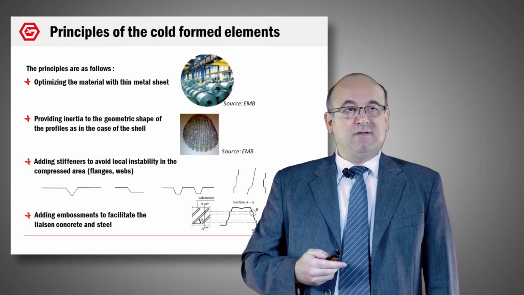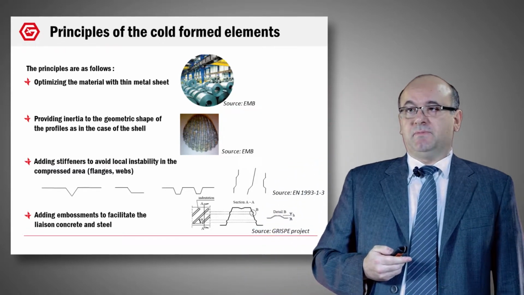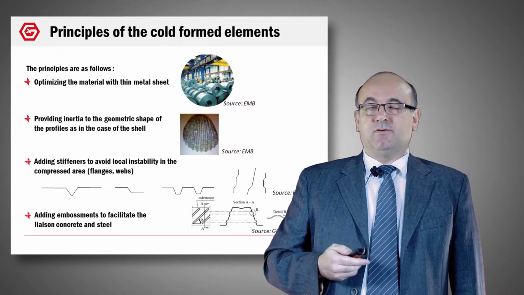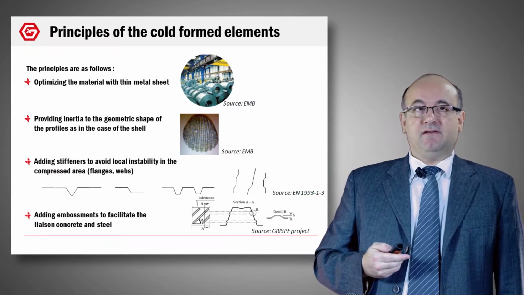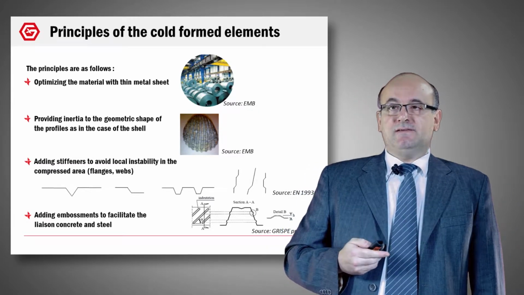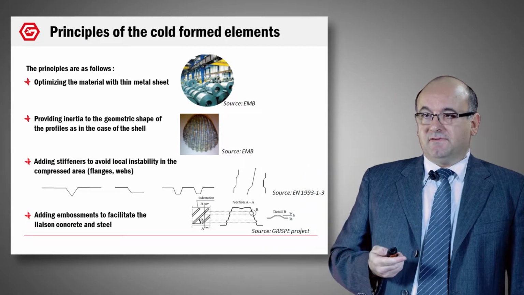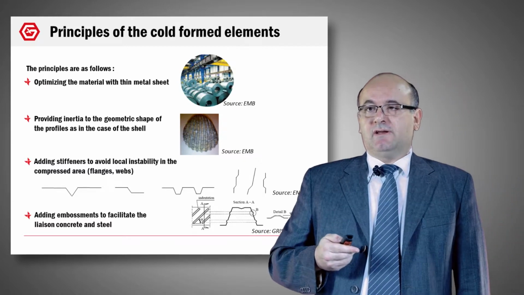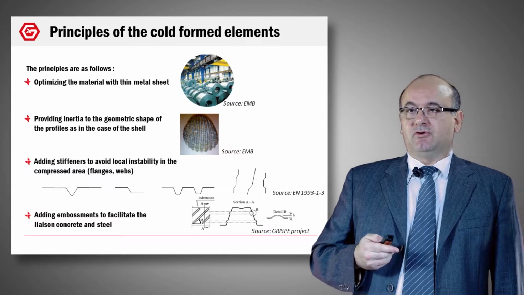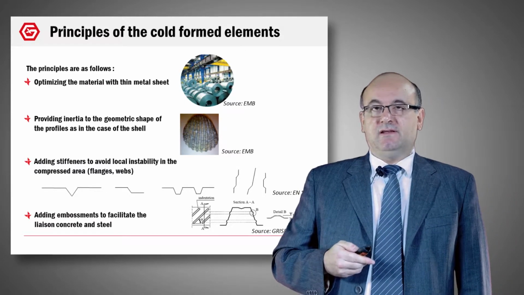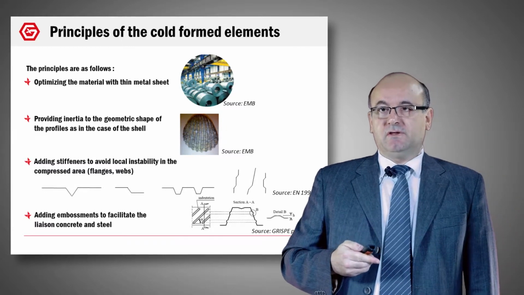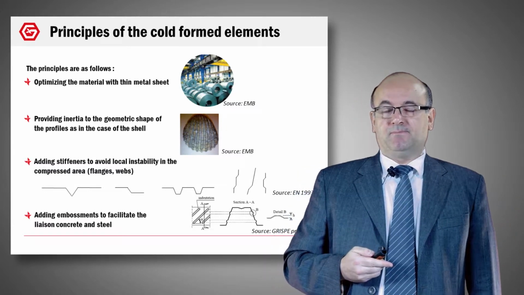Optimize the material with thin metal sheet. You can see here a picture with some coils. The thickness of the raw material is around 0.5, 0.75 millimeters. So it's very, very thin. As it is done in nature, as you can see on this figure of the shell, some ribs are added to give a good inertia and a good resistance to the shell. It is the same principle that is used for the cold form profiles. We add the ribs to give inertia and resistance to the profile.